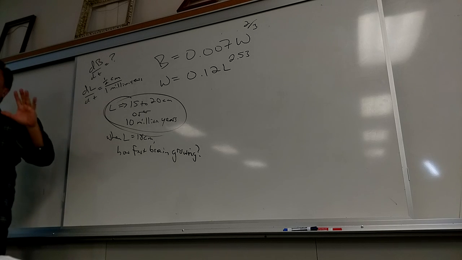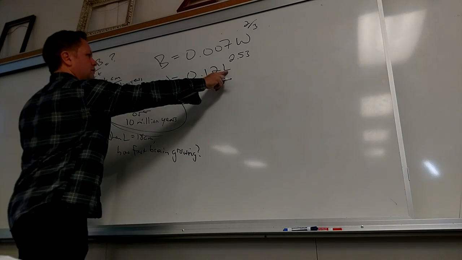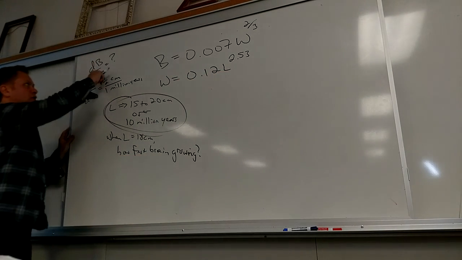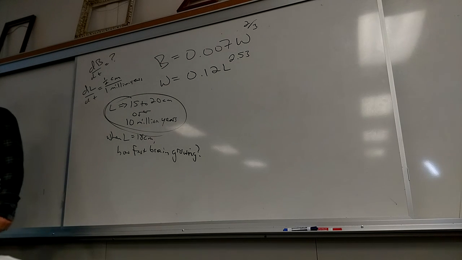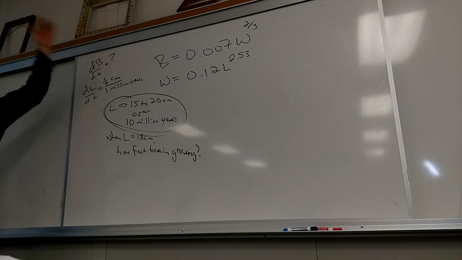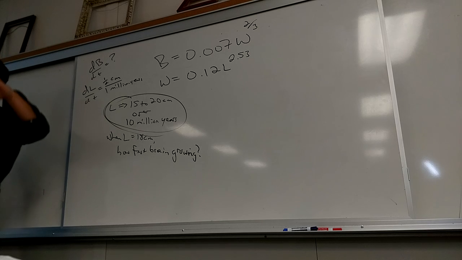All right, now, how do I do this? I have information about the length, and they're asking me a question about the brain. And that's why they had to give me both things. Now, to be honest, there's a very direct way you could do this. And then there's a way you could do this in two steps.